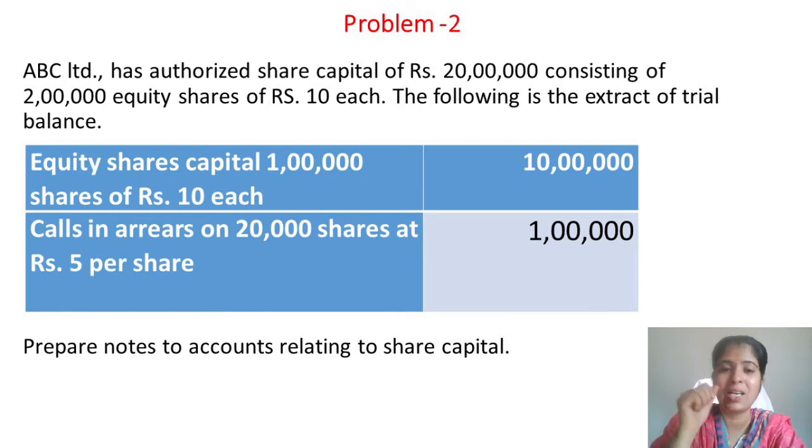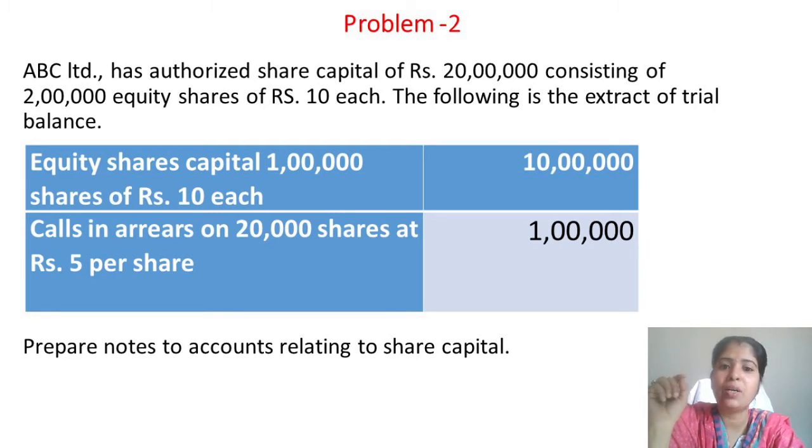How did you get this value? In the sense, out of 1 lakh equity shares which have been issued, there are calls in arrears of 20,000. 1 lakh minus 20,000 will be remaining 80,000. 80,000 into 10 will be 8 lakhs. Total of 8 lakhs we have already collected. But there was an error. Error in the sense, 20,000 into 10, instead of 10 it is only 5 rupees. So on 20,000 equity shares only up to 5 rupees we have collected.